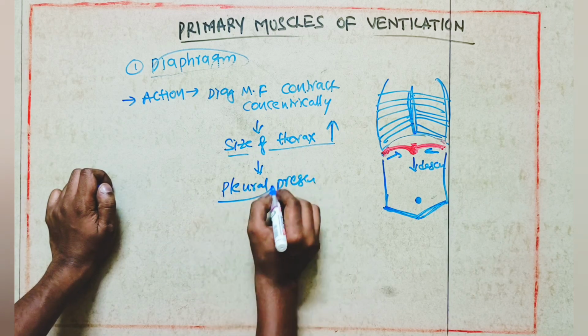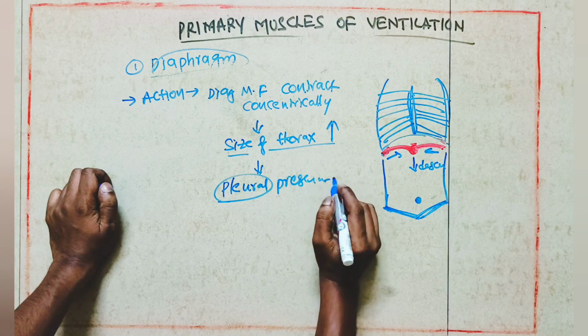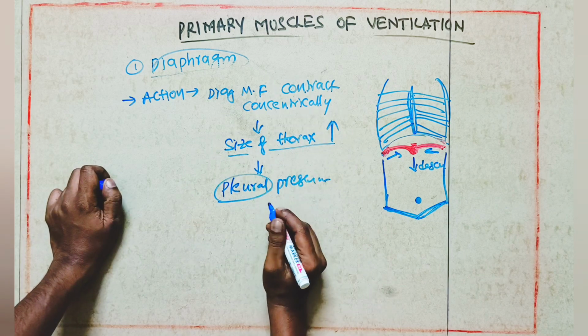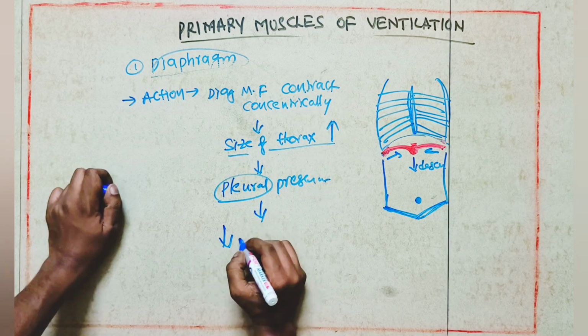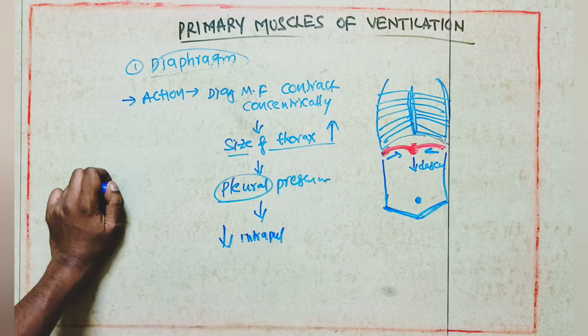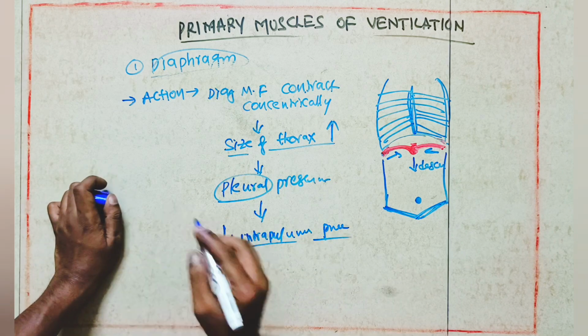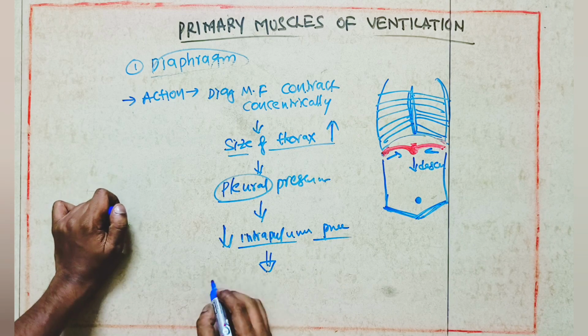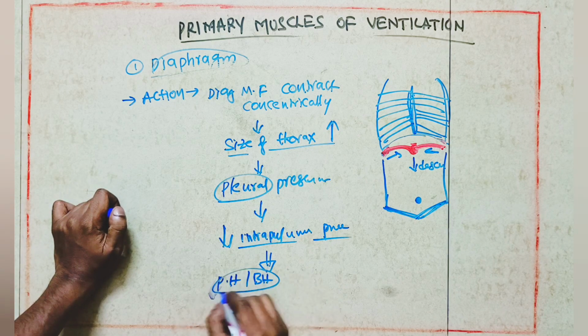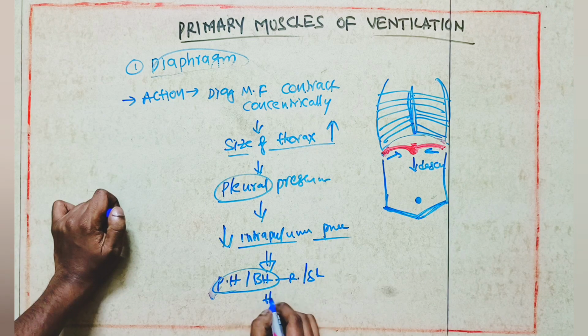pressure. What is this pleural? Pleural means it is the covering of the lungs. So the pleural pressure will increase, which causes a decrease in the intrapulmonary pressure. It is going to decrease the intrapulmonary pressure. So because of this, what will happen? Pump handle and bucket handle movements will happen in the ribs and sternum. Then finally we'll get the inspiration.